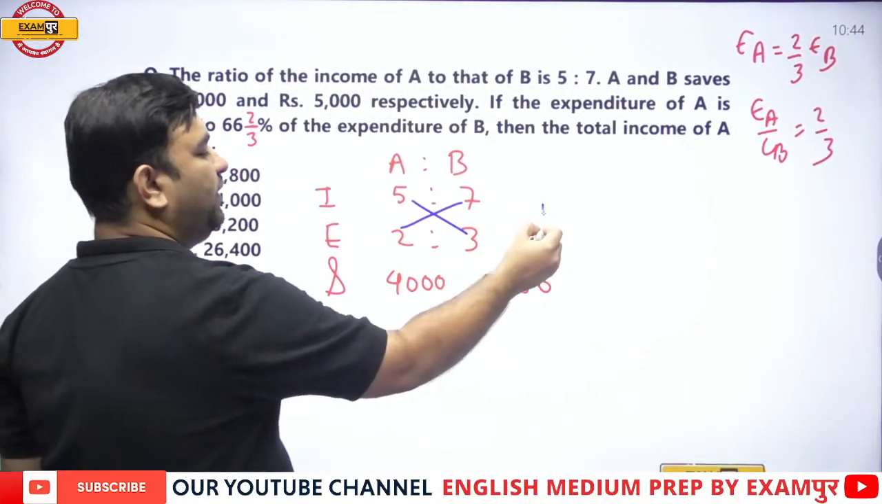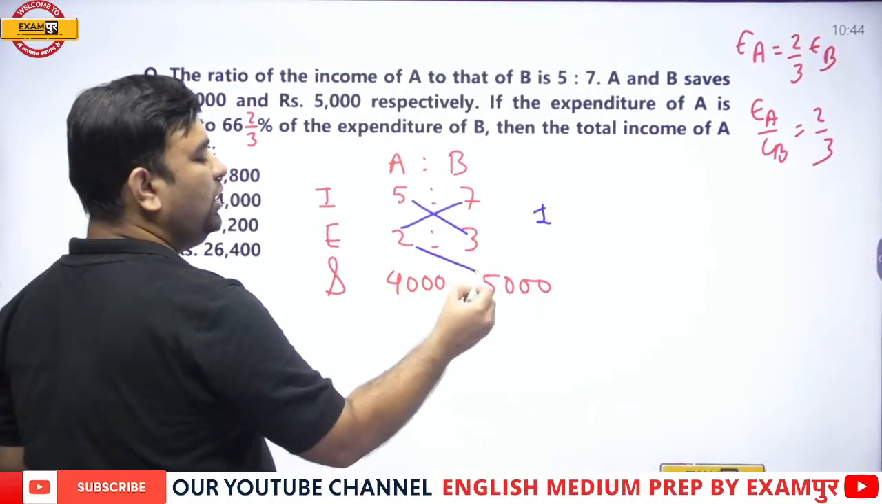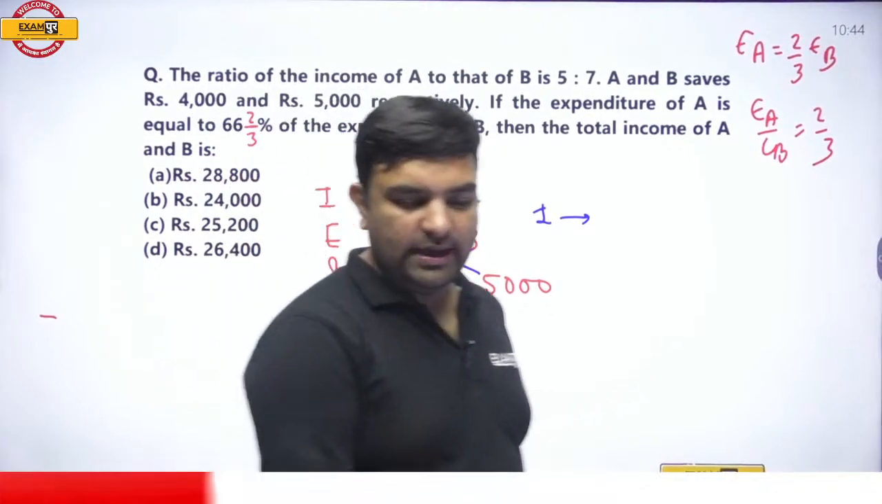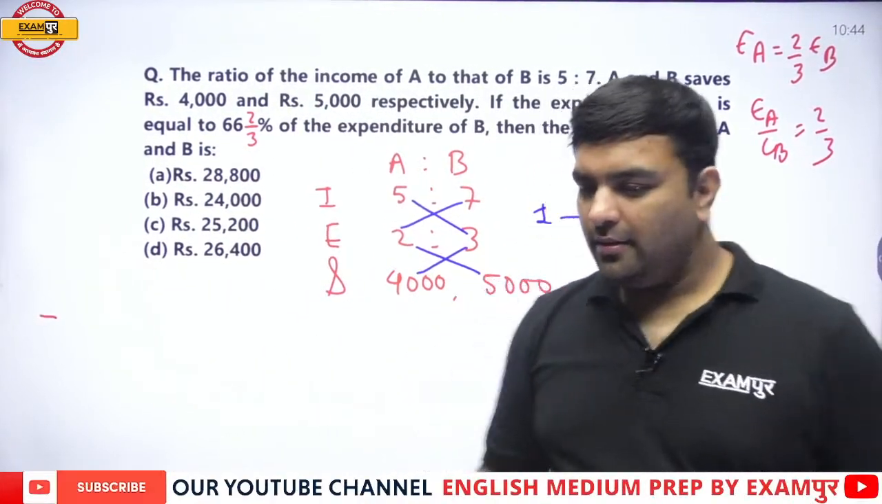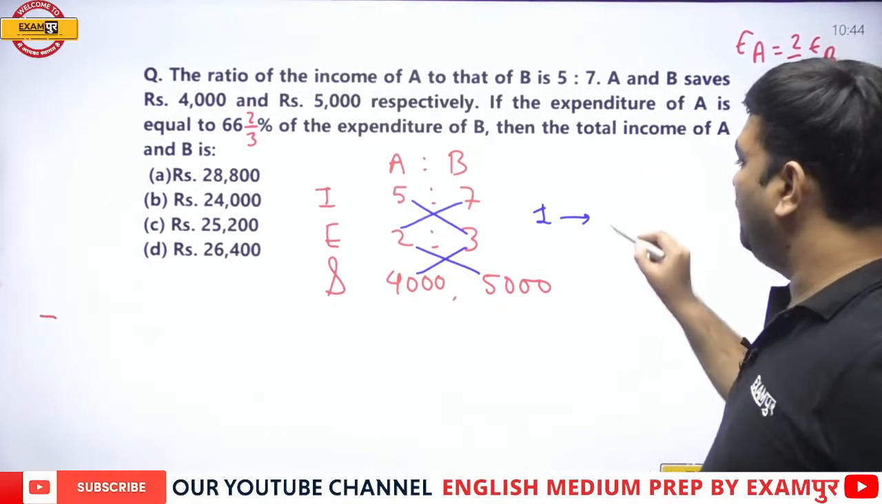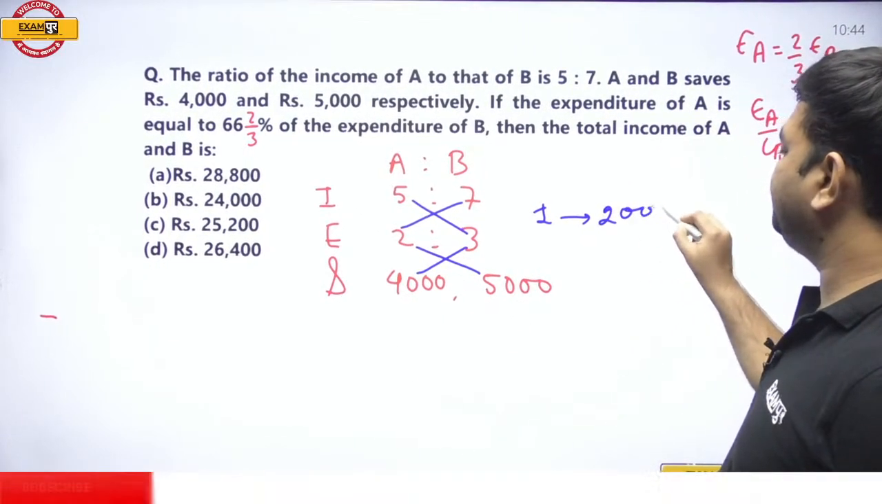15 minus 14, 1 is equal to 12 minus 10. 12 minus 10 is 2K. So 1 is equal to 2,000.